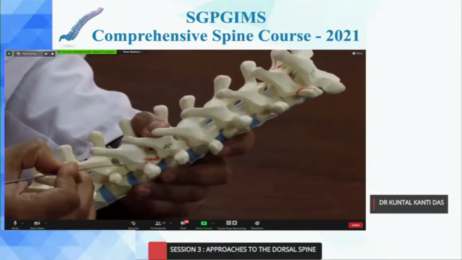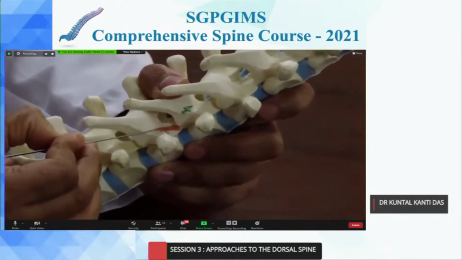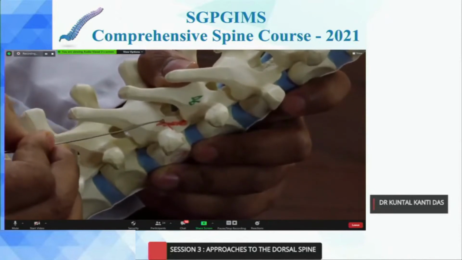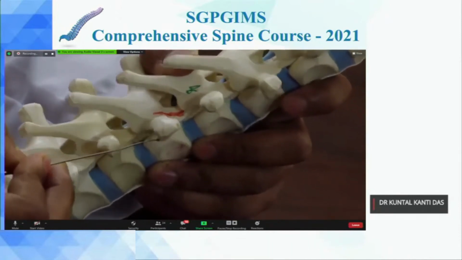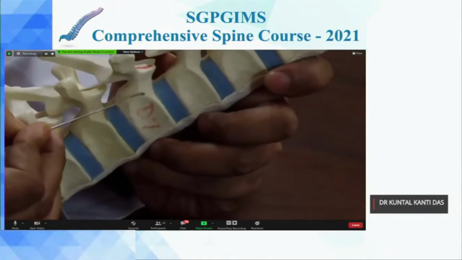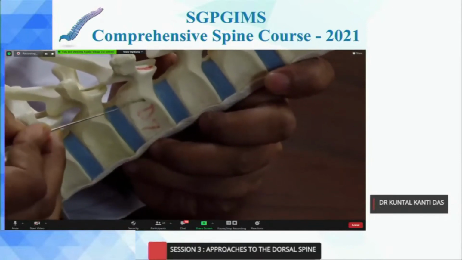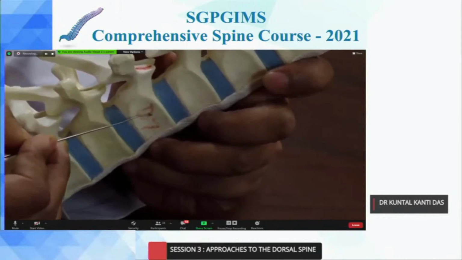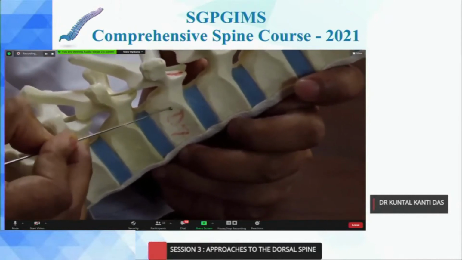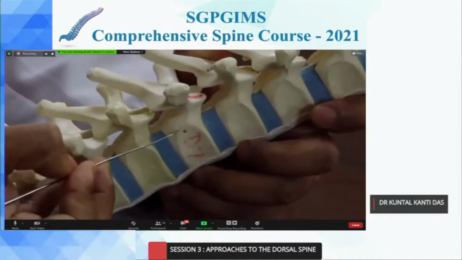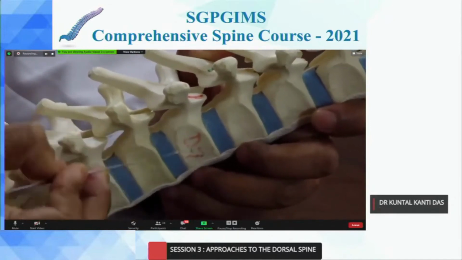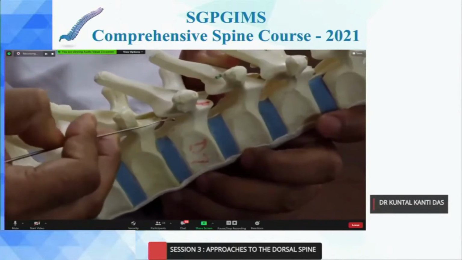In transpedicular approach, you remove the pedicle. How do you remove the pedicle? You just have to drill the supraarticular facet, ipsilateral lamina and transverse process, and this will give you the pedicle. You drill the pedicle and you reach the vertebral body. You can imagine the exposure gained here is only minimal, and only some localized pathology of the lateral vertebral body can be addressed. If you need an exposure more than this, you have to go slightly more lateral, and that is called costotransversectomy.